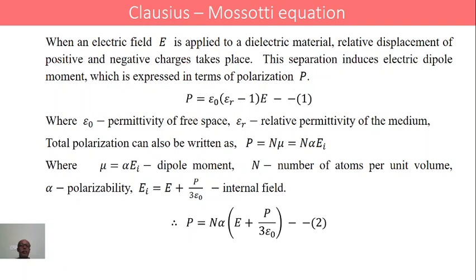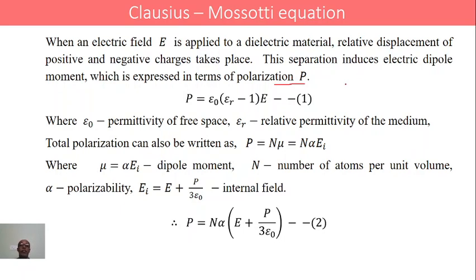When the dielectric material is subjected to an electric field, a relative displacement of positive and negative charges takes place in the dielectric material, because of which an induced electric dipole moment is said to be established, and that will be expressed in terms of the polarization of the dielectric. When a dielectric material is subjected to an external electric field, the positive and negative charges get displaced. Now the dielectric is said to be polarized.